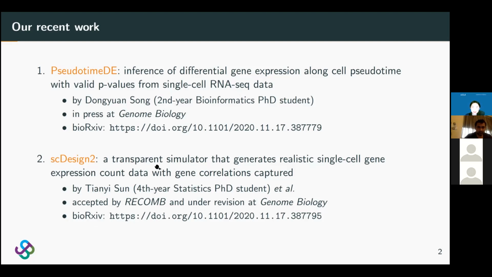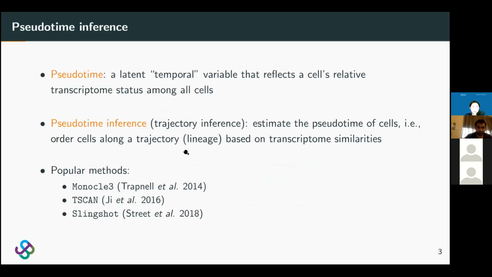And also, since this is a lecture, I'll give some references for further reading if you're interested in some of the techniques. So first of all, what problem does PseudotimeDE aim to address? It is in the context of analysis called pseudotime inference, also known as trajectory inference, a very important analysis in single-cell RNA-seq. So then first, what is pseudotime? It is a latent temporal variable. I say temporal because it's not really time, but it's something we infer as time from the single cell data.